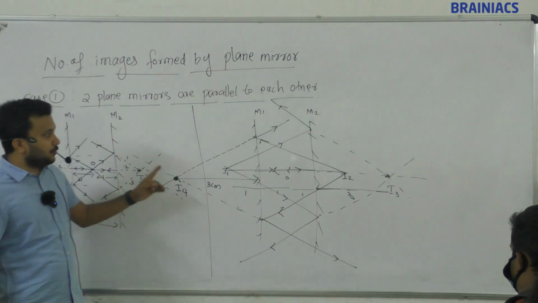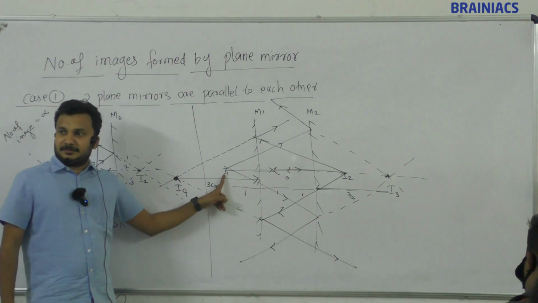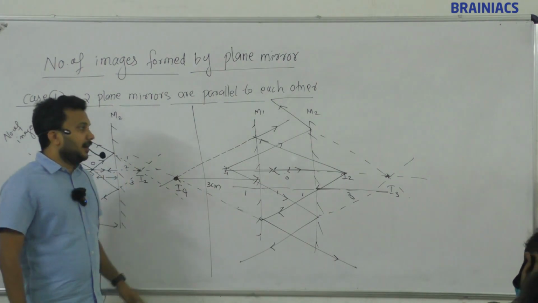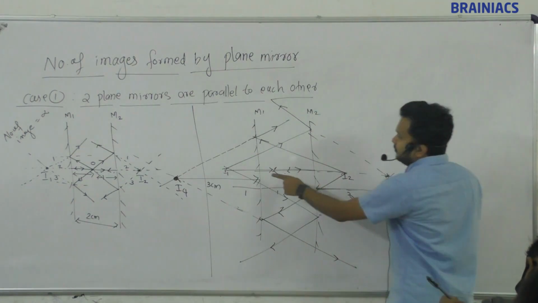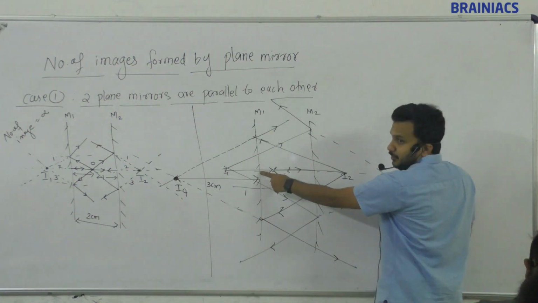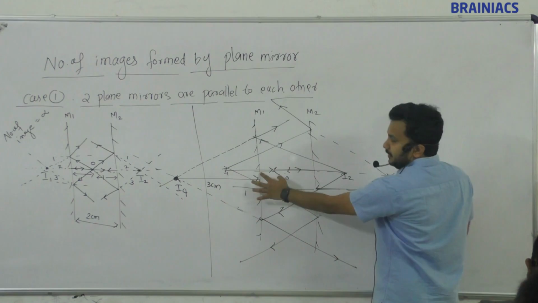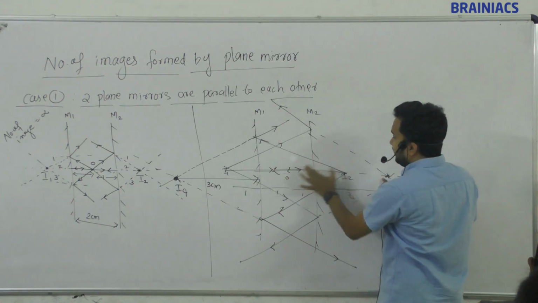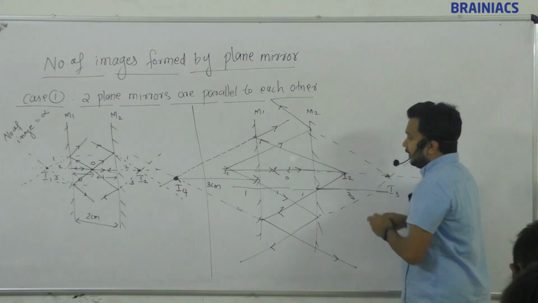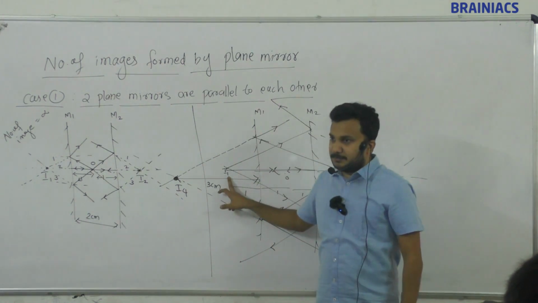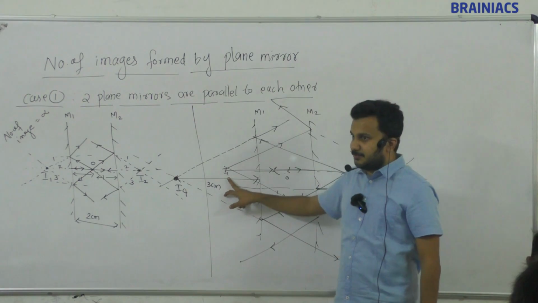Once again, which one do I have to say from I1 onwards? I3. I3 will act as an object for M1. So how far away is I3? Not I3, I2. I3 will be formed by I1. Correct? I3 will be formed by I1.